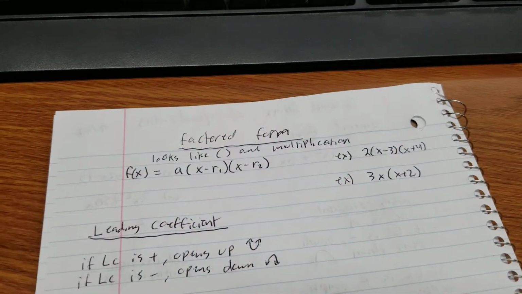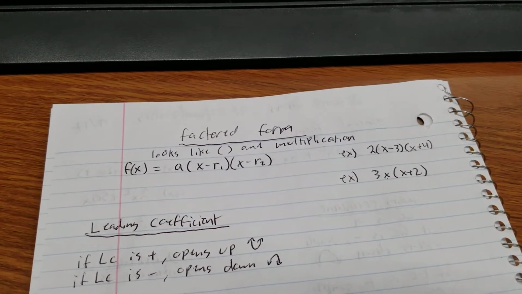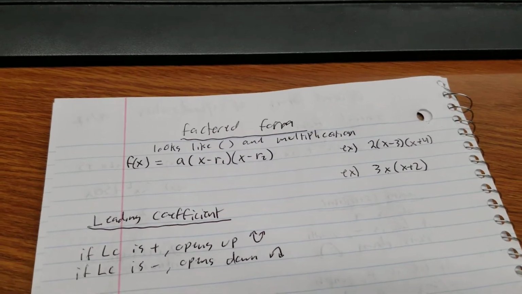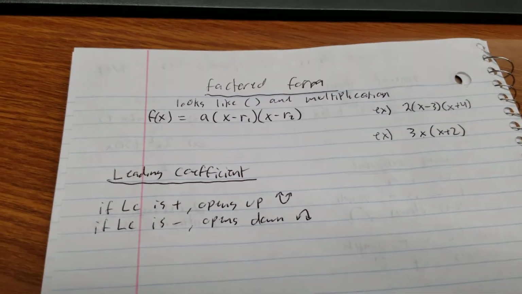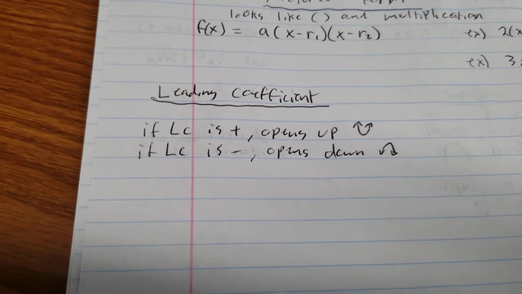Factored literally means factors are multiplication problems. So if you do 2 times 3 is 6, 2 and 3 are factors. So things that look like multiplication means it's factored form. Same leading coefficient stuff as before, so you can just go back earlier in the video.